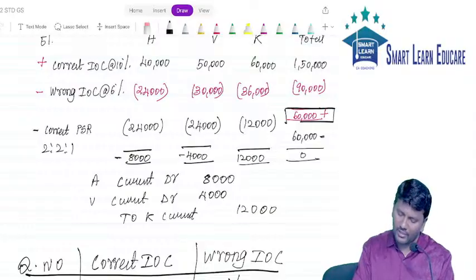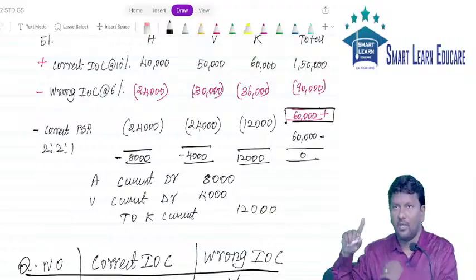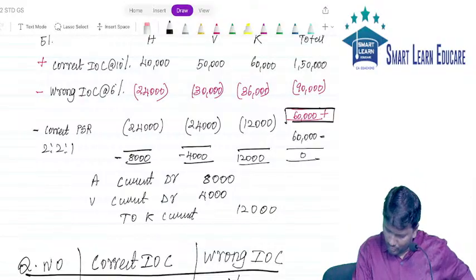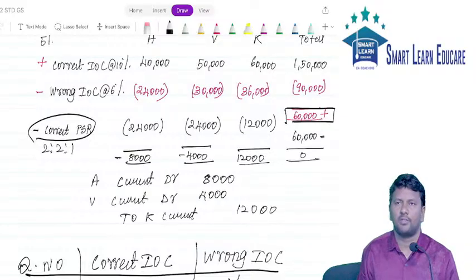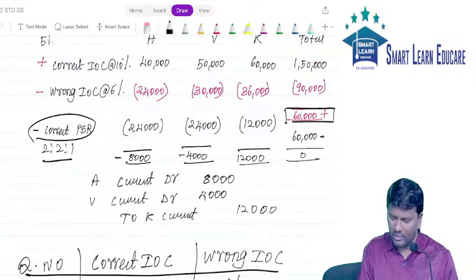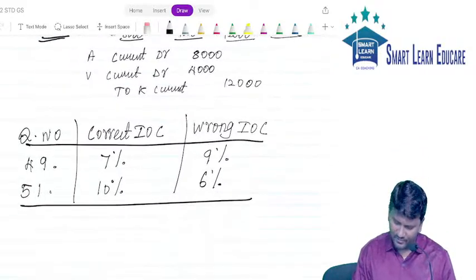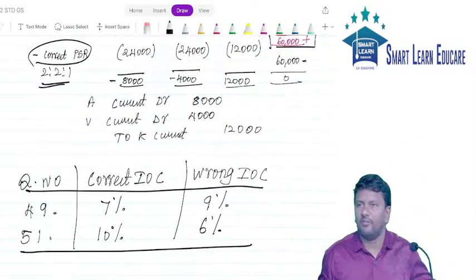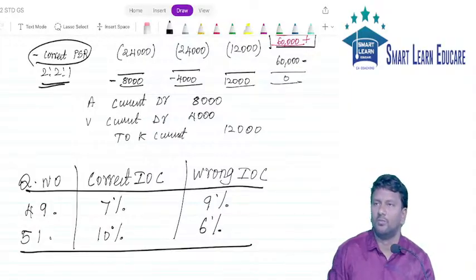This positive number 60, I want this number to be 0. So in order to make this 0, I will reverse this share of profit, in what ratio? 2:2:1. So the answer is A current account debit, V current account debit, to K current account. Very good.